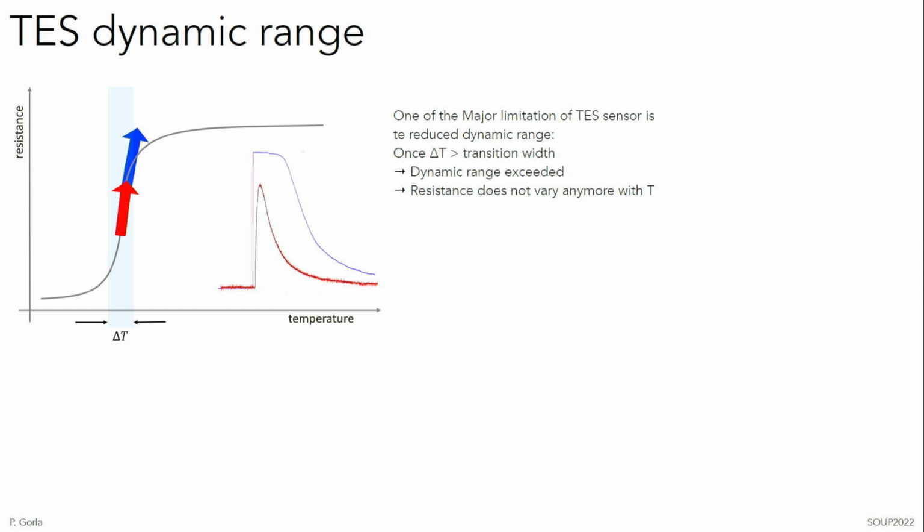The limitation is the fact that when your temperature variation exceeds the transition, as you see, basically you exceed the dynamic range. The resistance does not vary anymore, or varies extremely little, so it's difficult to measure the temperature. And what you get in terms of signal, this in red, you see a nice response pulse that you get when you're fully contained in the superconducting transition, but when you exceed, you end up with something like a saturated pulse.